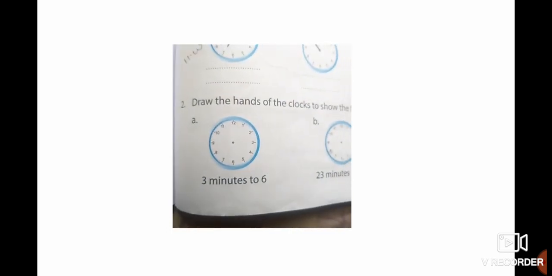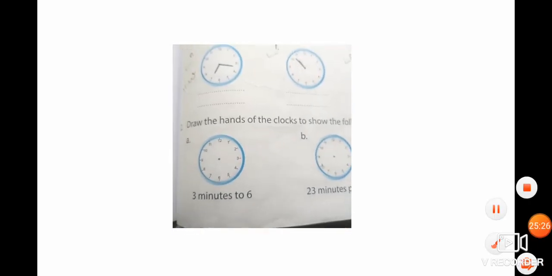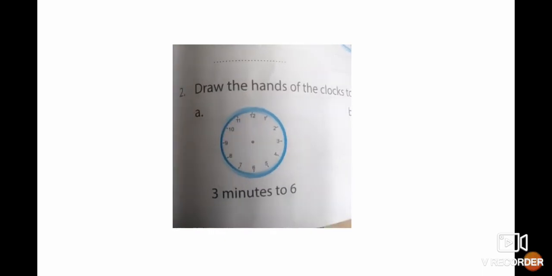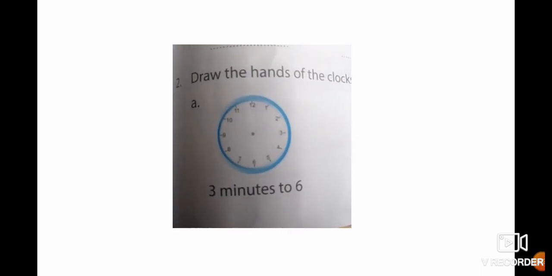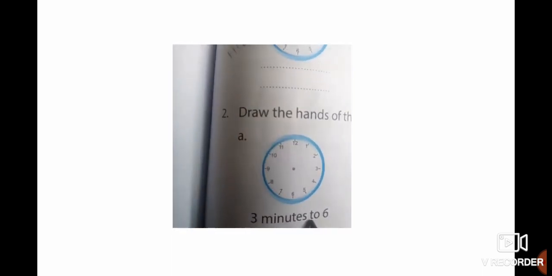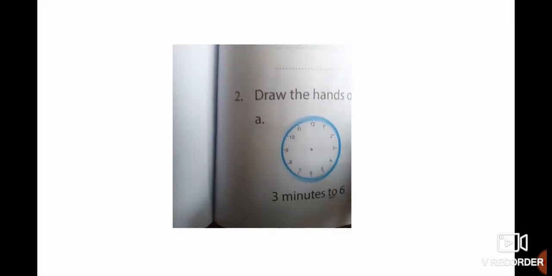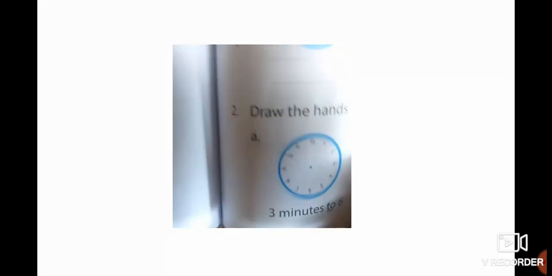Now next we are going to solve: draw the hands of the clocks to show the following times. Okay. So here students, first of all we can see 3 minutes to 6. 3 minutes to 6 means what? Now here two words came. That means 3 minutes are left for 6 o'clock. So first of all we are going to show 6 o'clock now. Okay, we are going to show 6 o'clock.